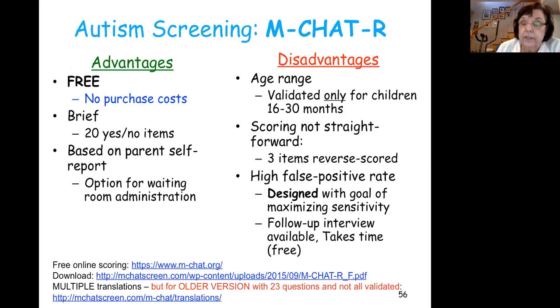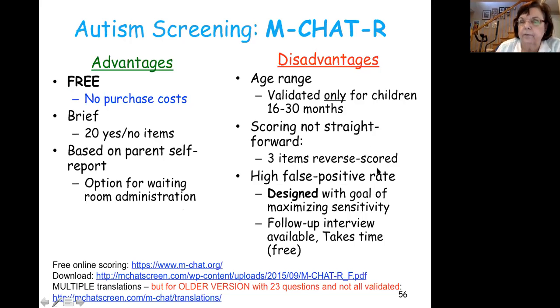So the MCHAT-R, remember, this is at 18 and 24 months. We universally screen all children for autism spectrum. And this is free and it's all available. There's an online scoring one and there's downloads. So if you have friends or relatives that want to know, does my child have autism? The proviso is that this has only been validated for 16 to 30 months, so that's why it's only recommended at 18.